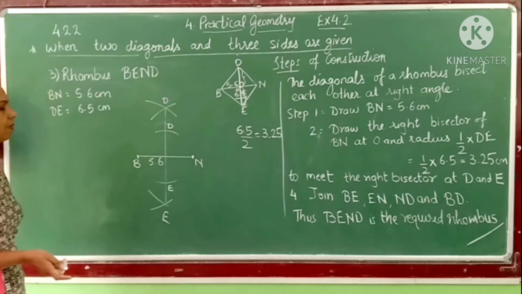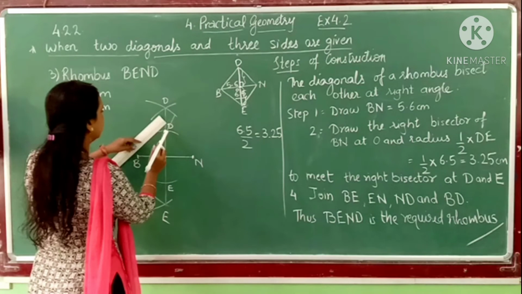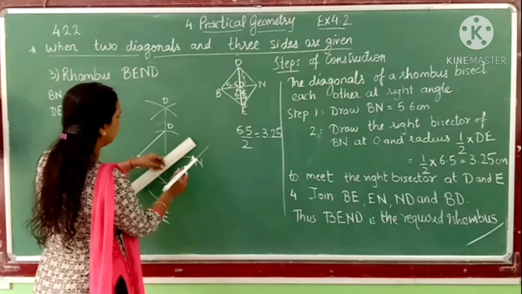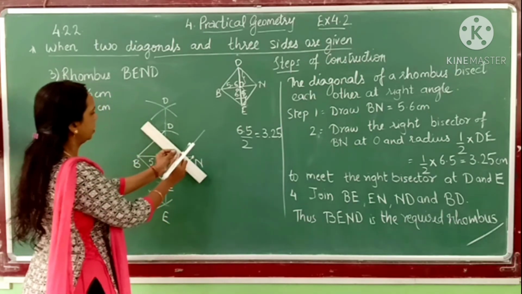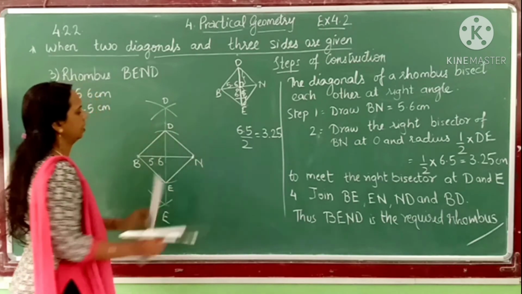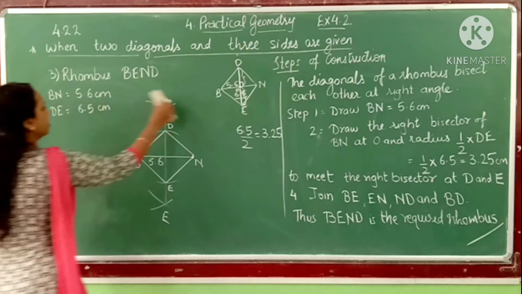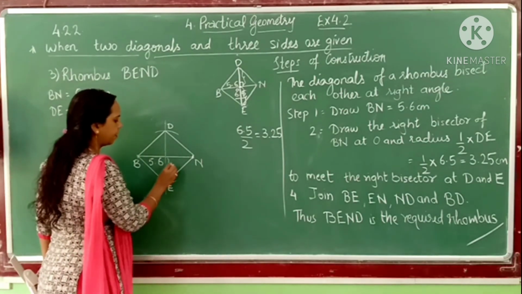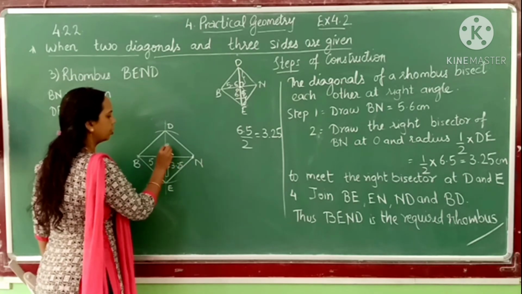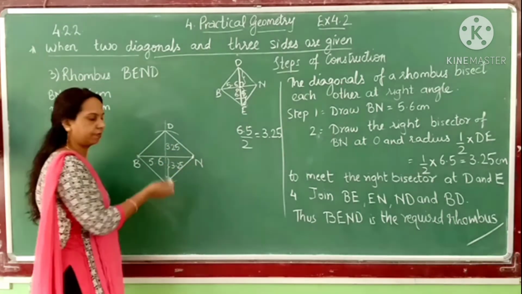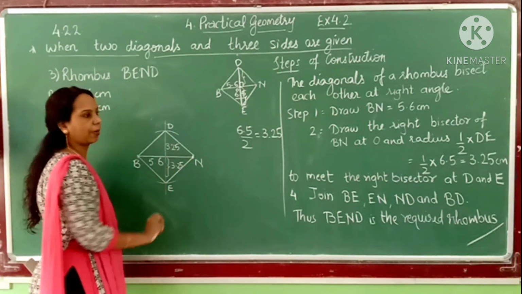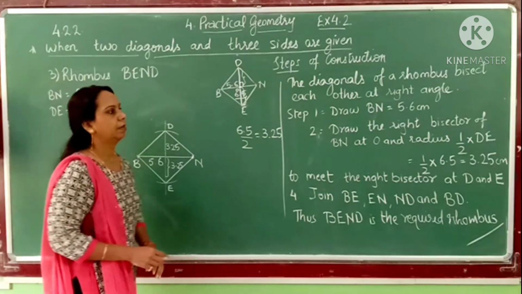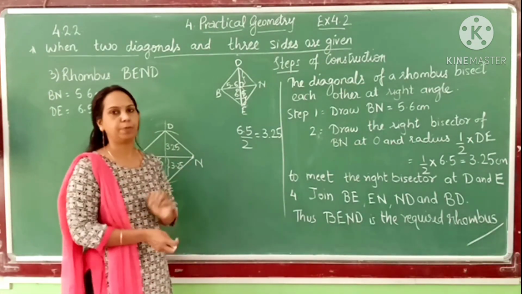So this is your required rhombus. So join all the line segments over here, BE, BN and ND. So this is your required quadrilateral. And what the measurement we have taken here, it is 3.25, and this is also 3.25. Okay, so in total you will get 6.5. So BEND is your required rhombus. Now please have the proper measurement with the help of your scale and rounder.